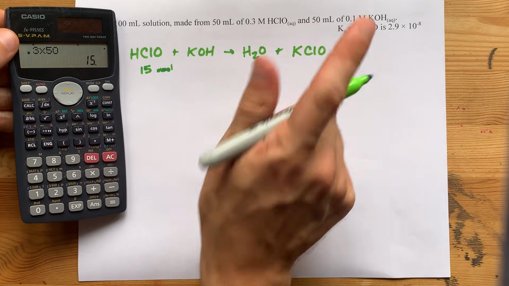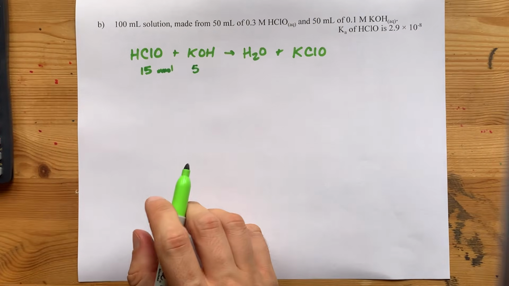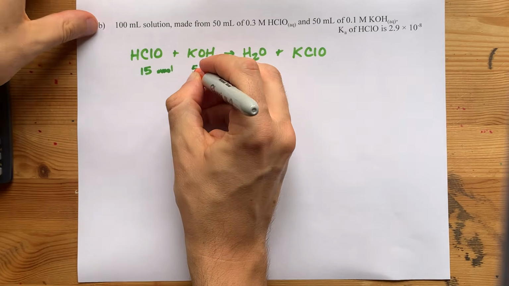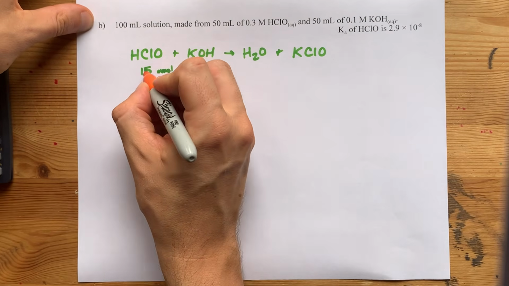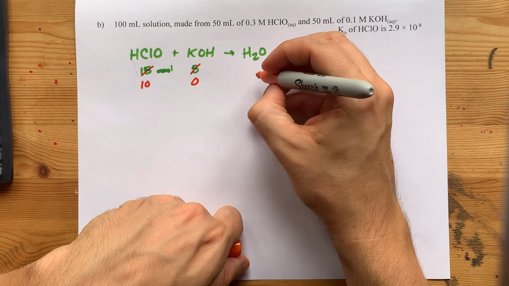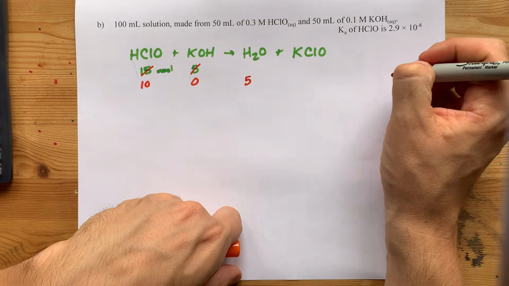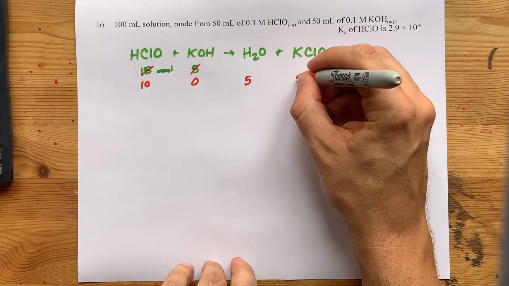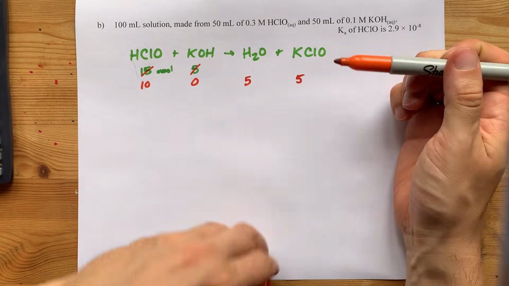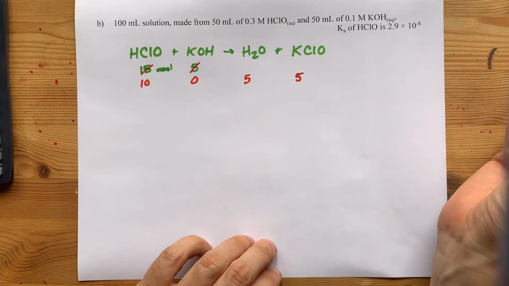50 milliliters times 0.1 gives me 5 millimoles of KOH. Which of them runs out first when they react together? Well, the KOH gets used up. You're left with 10 millimoles of this. You form some water, 5 millimoles of it to be exact, although no one cares. And you get 5 millimoles of this as well. Notice we went down by 5 for each of the reactants and up by 5 for each of the products.